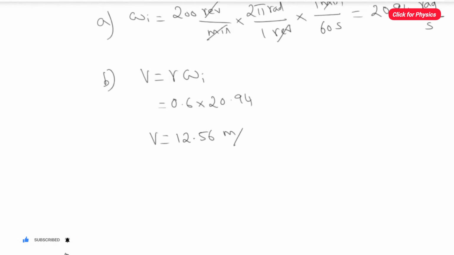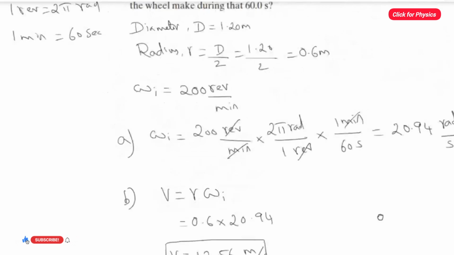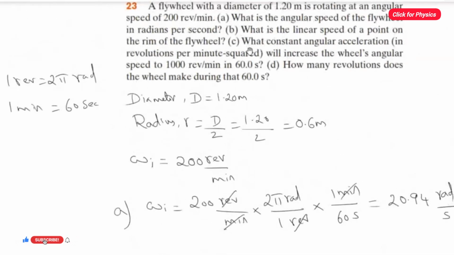12.56. What's the unit? Meter per second. So this is the answer for the second part, B, right? Now we have to go to the third part, C question. What is given in the C question?